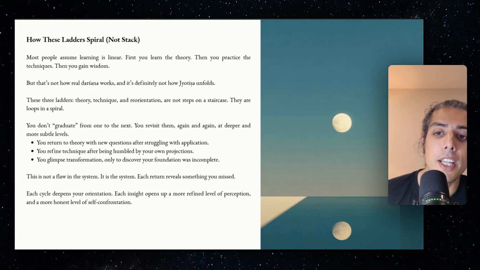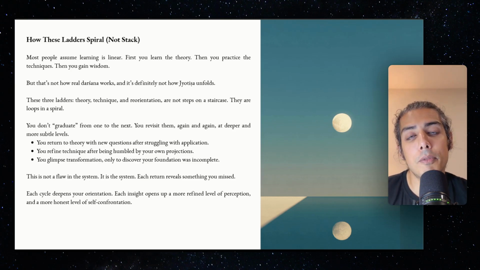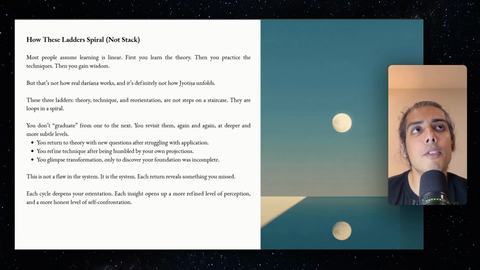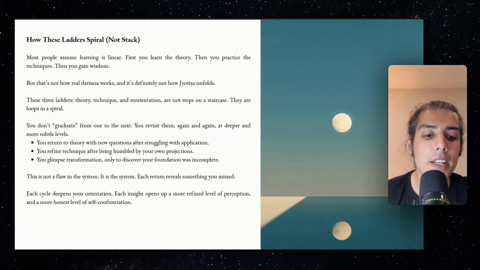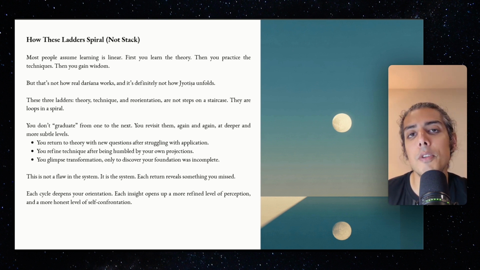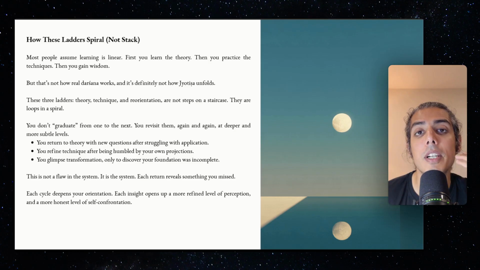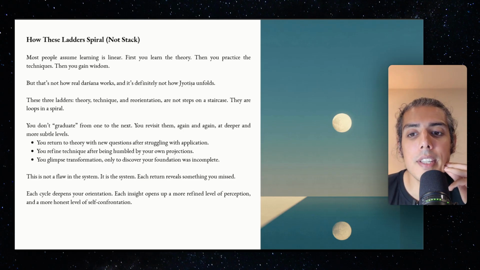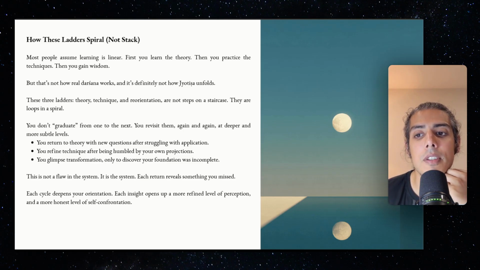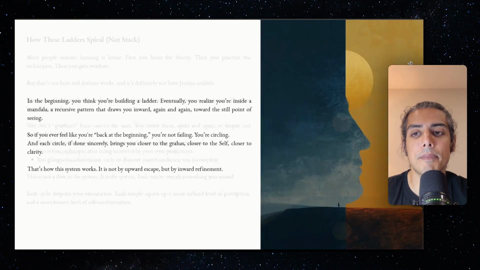Each return will reveal something that we missed before, and every sutra would do that. So one of the things that I'd recommend is to write down sutras on flashcards and keep them around you, like a stack of sutras, and just view those sutras every now and then, develop a relationship with them. So each cycle deepens your orientation. Each insight opens up a more refined level of perception and a more honest level of self confrontation. And part of it would be to have a calm mind, manas. Clarity and stability of manas is important in the learning process, which comes naturally.